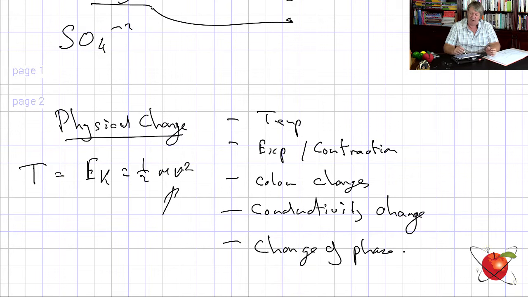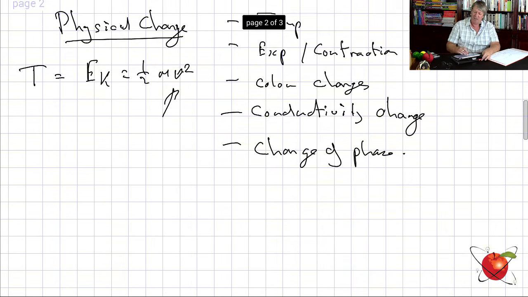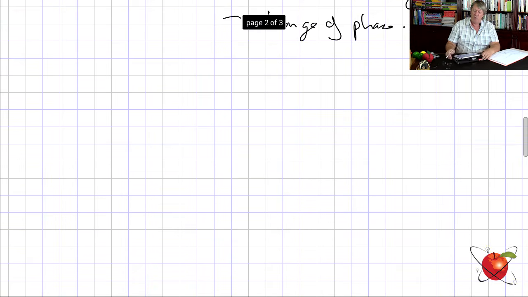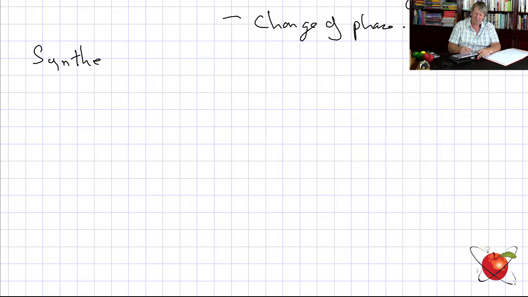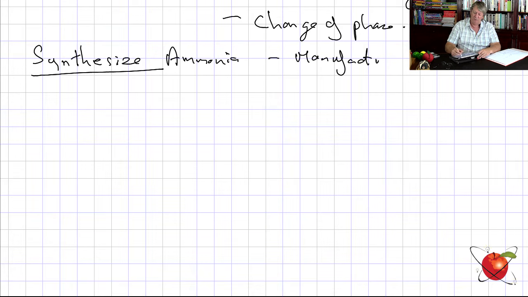So those are chemical changes, right? And we've spoken about those, okay? And the endo and the exothermic. Now, let's have a look at a chemical reaction, right? I am going to choose, and I'm going to use ammonia. We are going to synthesize ammonia, which means manufacture. Why? Well, because we want to make household cleaners, don't we? So we're going to manufacture ammonia.